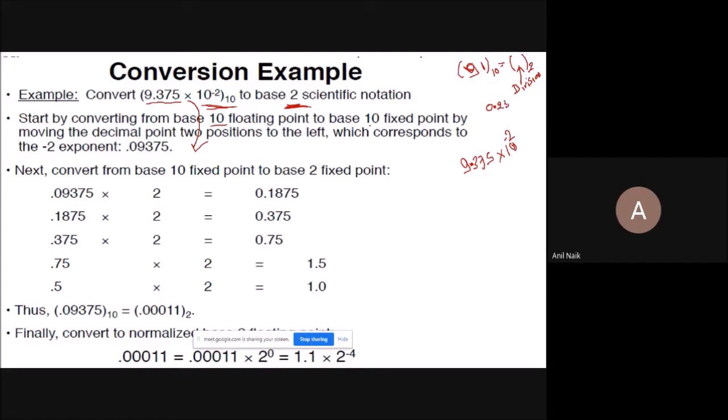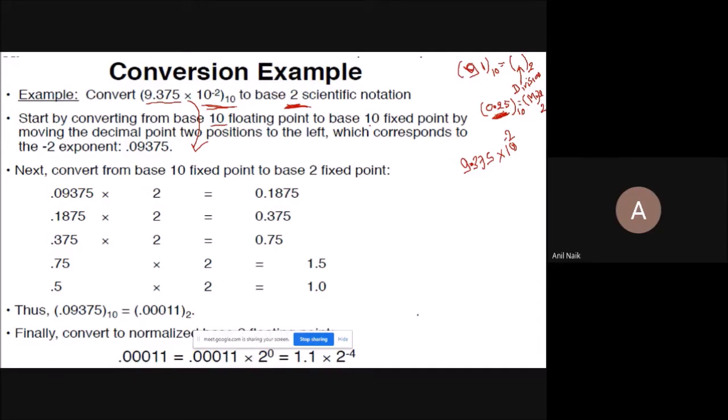Then suppose it is 0.25. Which method do you use? Multiplication method. Okay, 0.25. So for this number, how do you find the binary? Which method? The multiplication method. We use the multiplication method for the conversion of the fraction to binary.